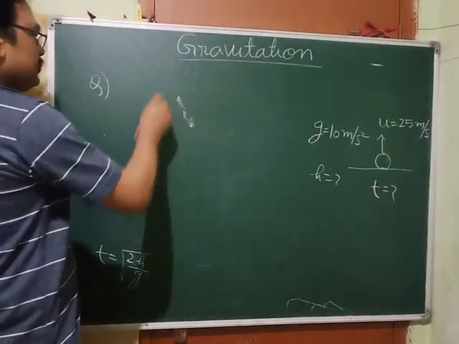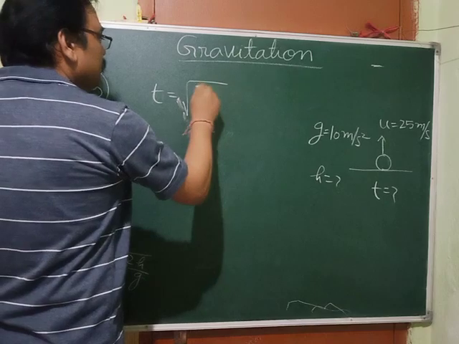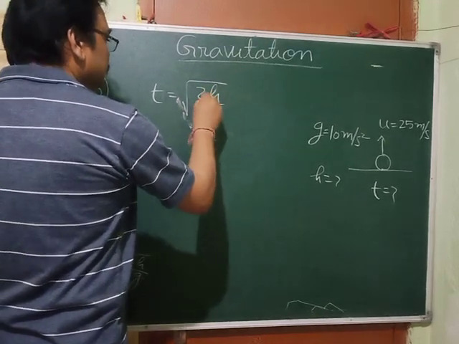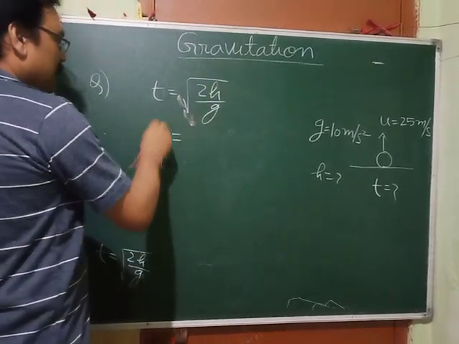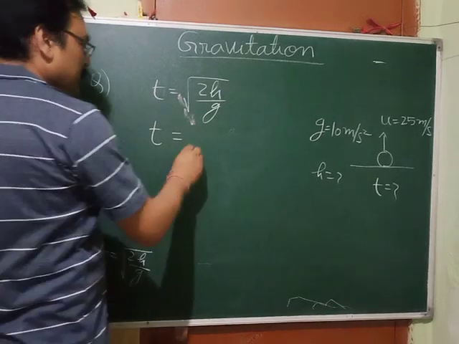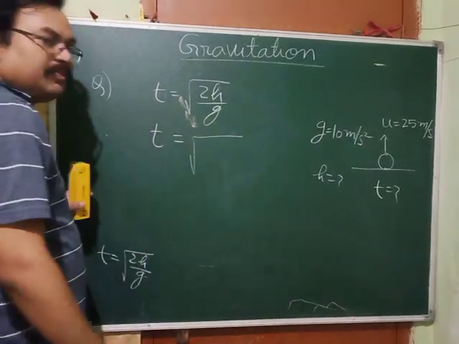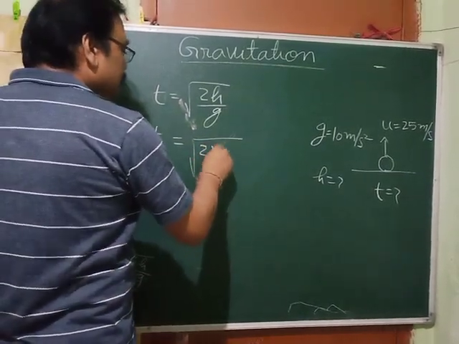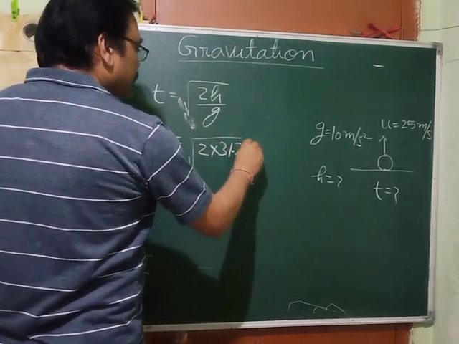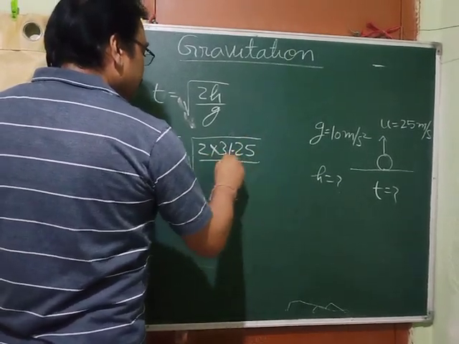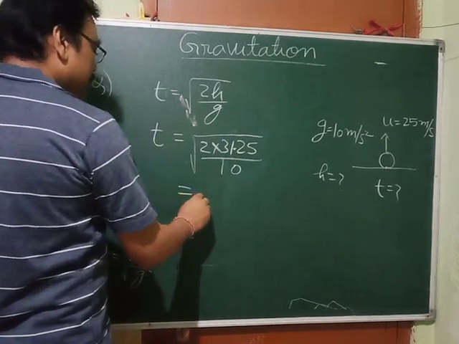Okay, so I'm writing this equation again. T is equal to root 2h upon g. What is h? It was 31.25. So 2 into 31.25, and g is 10. What do we get? Let's see.